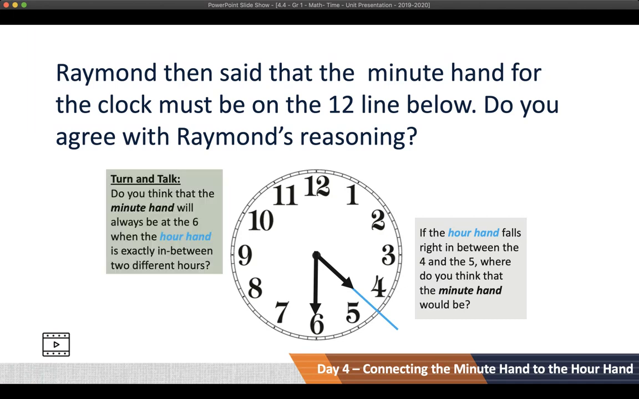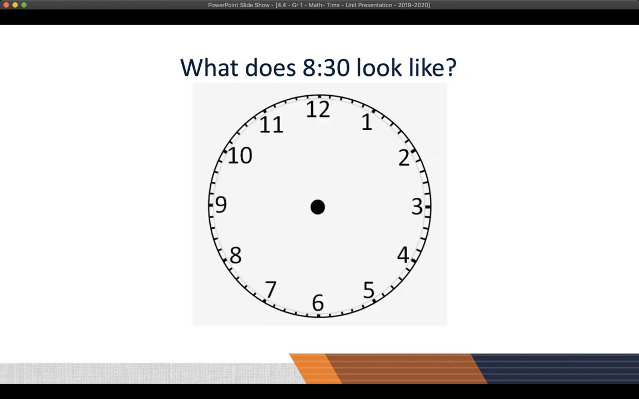Do you think that the minute hand will always be at the 6 when the hour hand is exactly between two different hours? If you said yes, then you are correct. Because the hour hand is exactly between the 4 and the 5 at the halfway point, that means the minute hand will be at the halfway point as well to show the half hour. And if you didn't notice before, 6 is half of 12. So when the minute hand is on the 6, it is showing 30 minutes into the hour or the half hour. Go ahead and practice on your own.